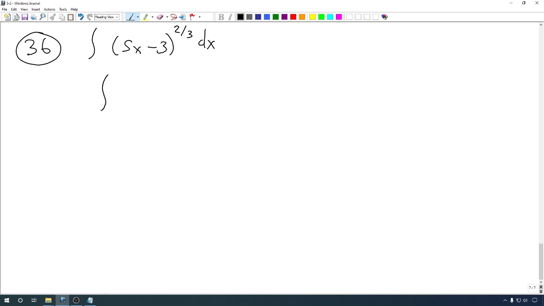But we still like to change everything that's inside here into a single variable. We'd still want to say let u equal 5x minus 3. We do need to take our differential. When we differentiate 5x minus 3, we get 5. So du is going to have to equal 5 dx. Notice we don't have an extra 5 in here anywhere. So just like on the previous one, we're going to have to move that 5 over to the other side. That 1/5 of du is equal to dx. That means our dx is going to be replaced by 1/5 du.